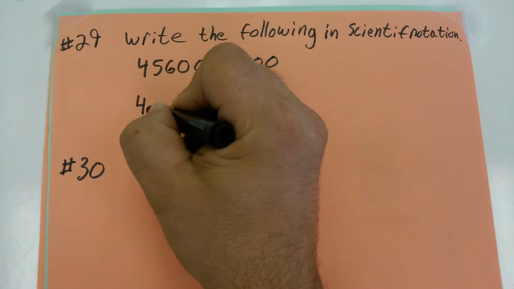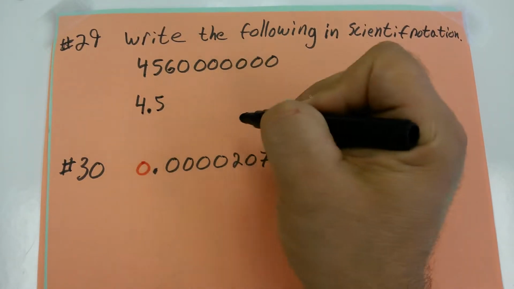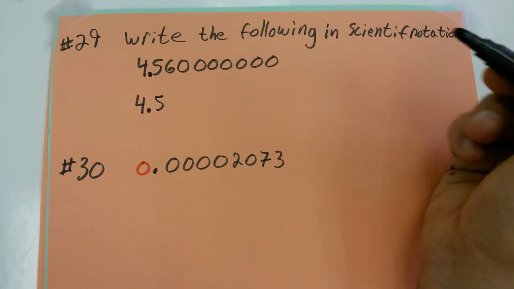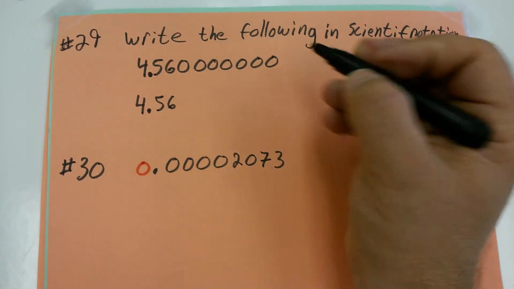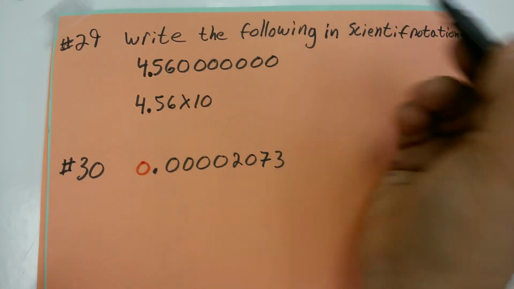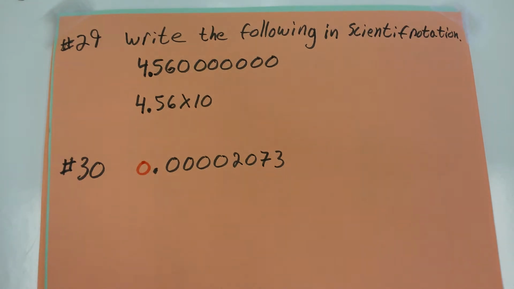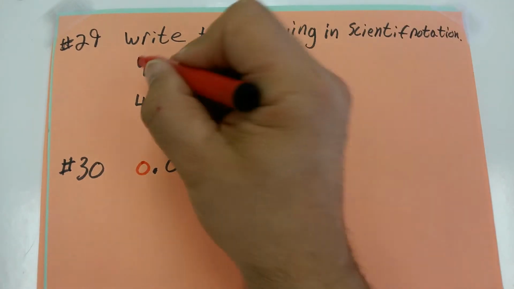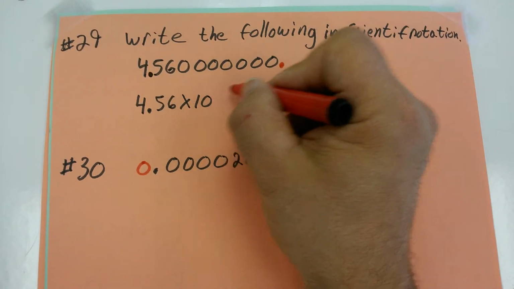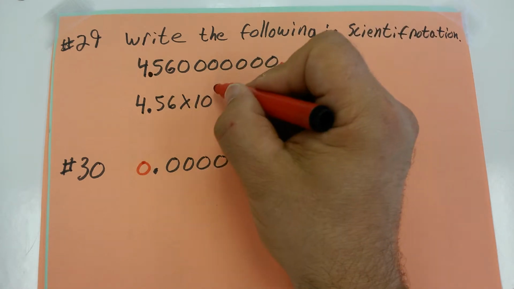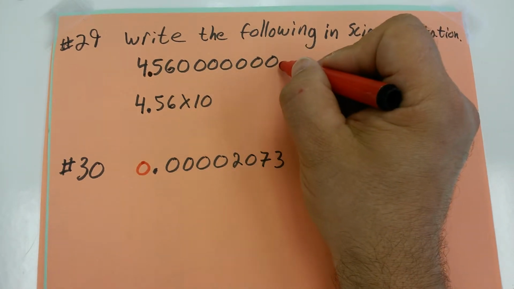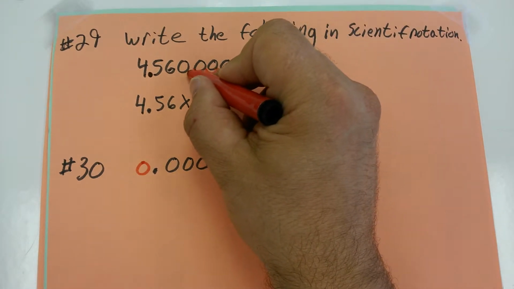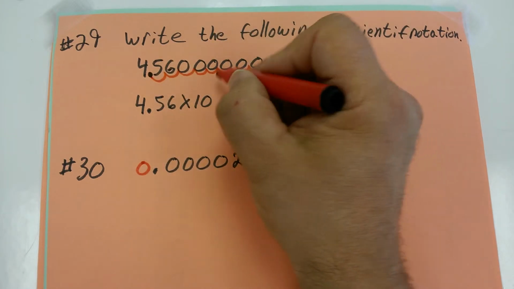Now, to do scientific notation, what you have to realize is the first number in the scientific notation has to be between 1 and 10. So a lot of people just tell you, throw a decimal point between the first two numbers. 4.56 times 10 to some power. And to find out what that power is, you move the decimal point from way in the back to this spot here. And you count how many places you moved it, and that will be the value of the exponent. So in this case, I moved it 1, 2, 3, 4, 5, 6, 7, 8, 9.